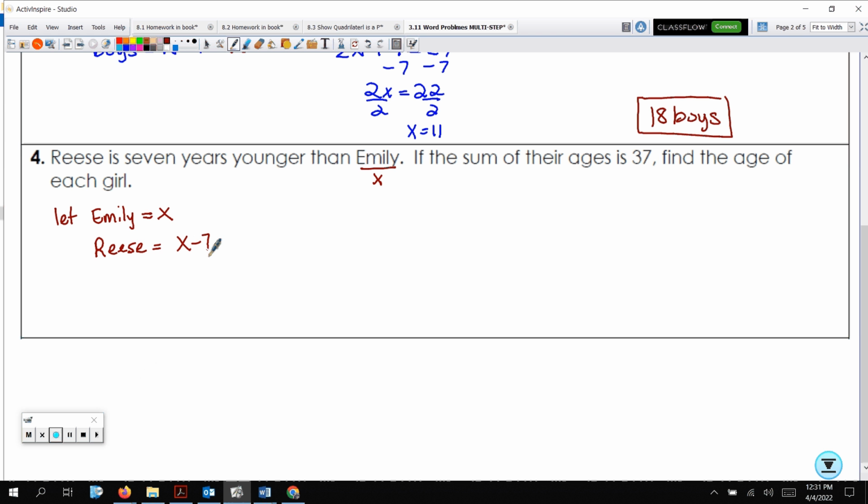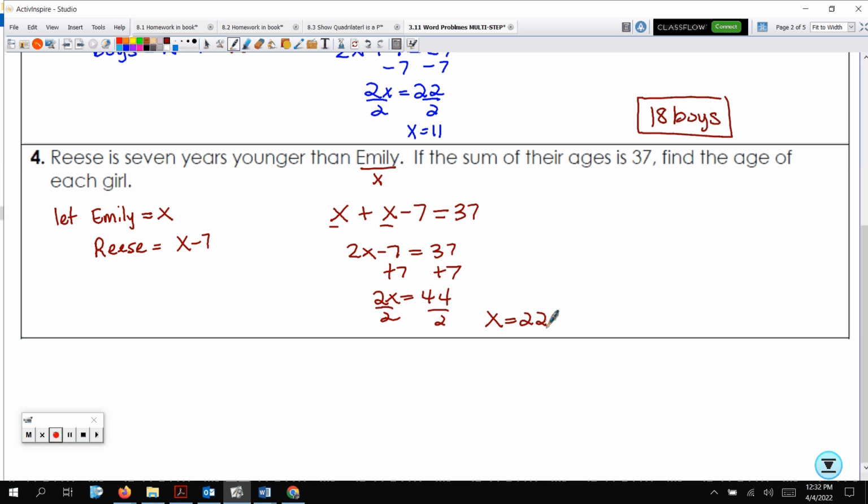Well, the sum means, again, we're going to add them together. So Emily's age plus Reese's age equals 37. Combine like terms, x and x, that gives me 2x minus 7 equals 37. Add 7, 2x equals 44. Divide by 2, and x equals 22. So that means Emily is 22 years old. And Reese, 22 minus 7 is 15.